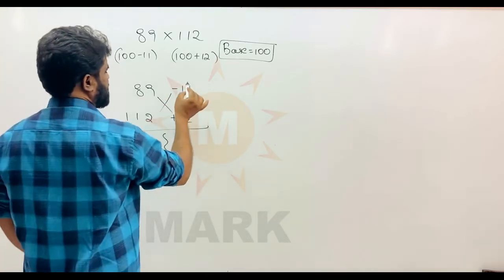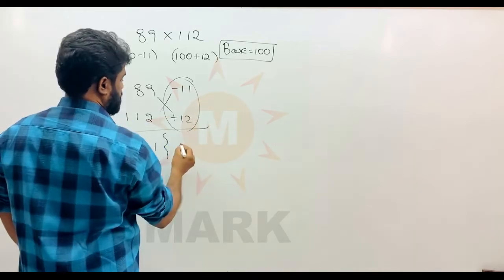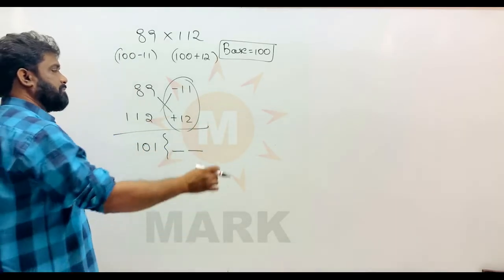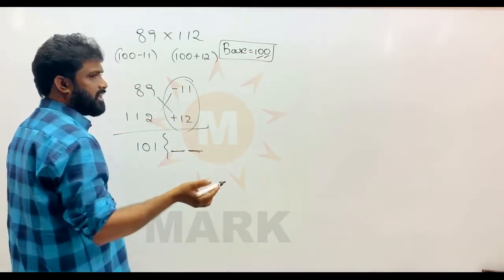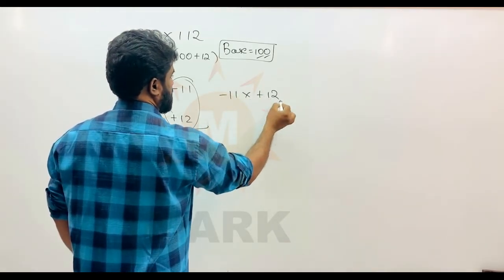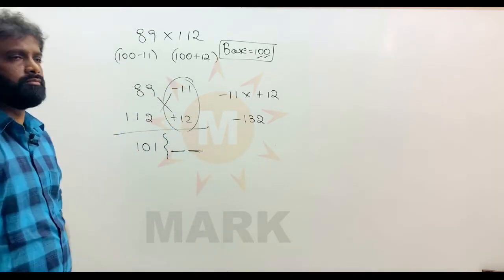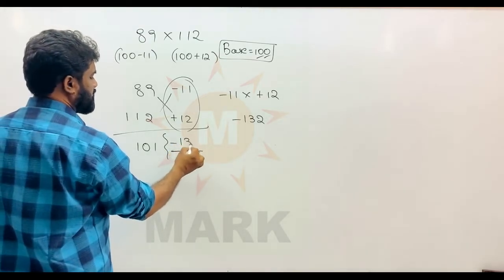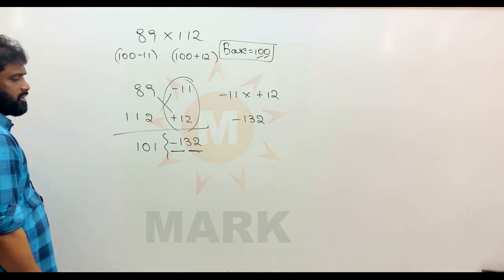Now my dear friends, here first of all we are putting two slots, which is compulsory because our base number 100 has 2 zeros. What you have to write here, by rule, is the product of these two numbers, minus 11 into plus 12. That is minus 132. How can we write minus 132 here?